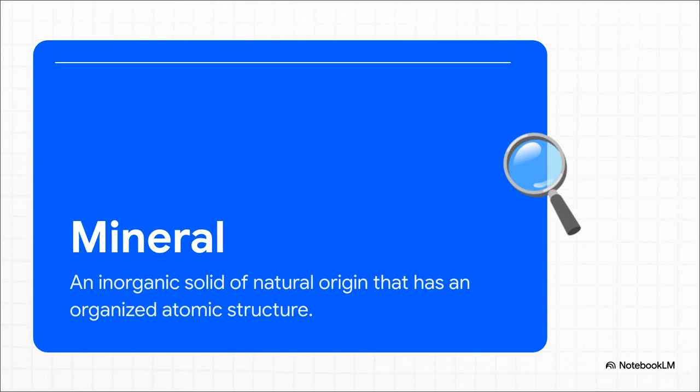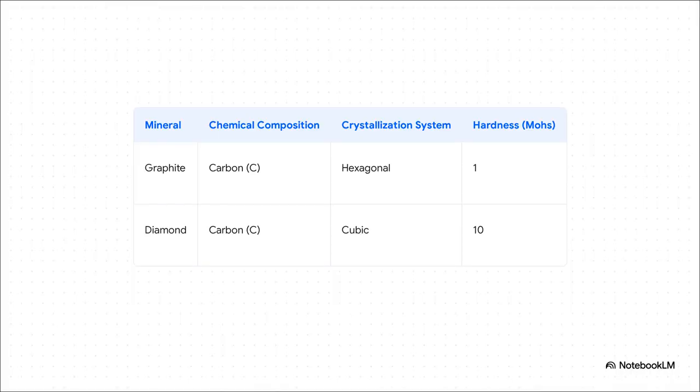Right, so that organized, orderly, internal atomic structure. That sounds a little textbooky, but it is everything. This is the key, the secret sauce that lets geology pull off this incredible magic trick, taking the exact same chemical ingredient and creating wildly different stuff with it. Just get a load of this. This is the perfect example.